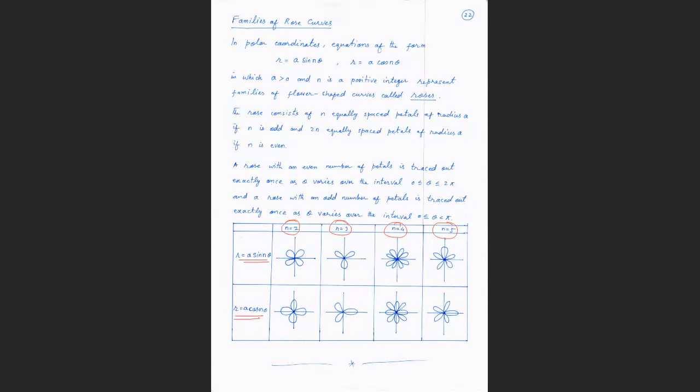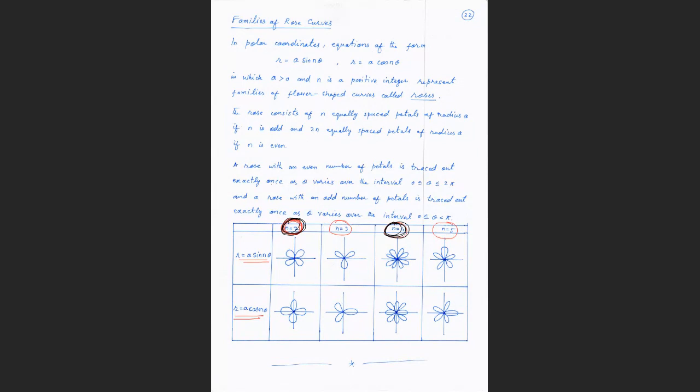What is the difference between sine and cosine graphs? I will tell you. Whenever we take an even number, meaning 2, 4 and 6, for even numbers the rose petals will be double.